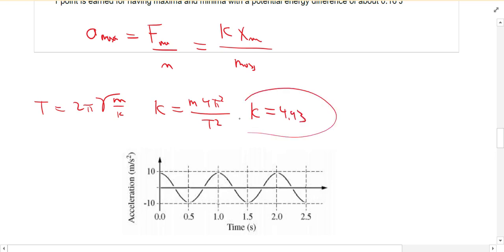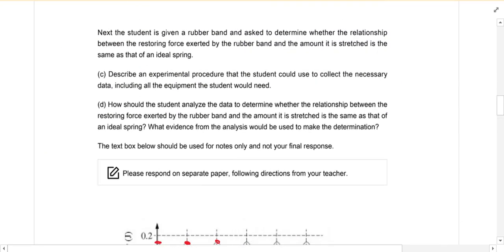So then we can go back up here and say that my maximum acceleration is my max force, which is K of 4.93 times my maximum displacement of the spring. Now that was 0.25 meters, and the mass is 0.125. Maximum displacement of the spring, that's amplitude.